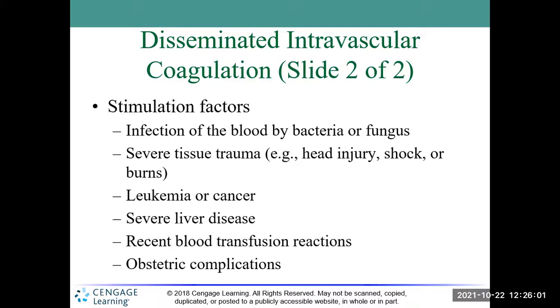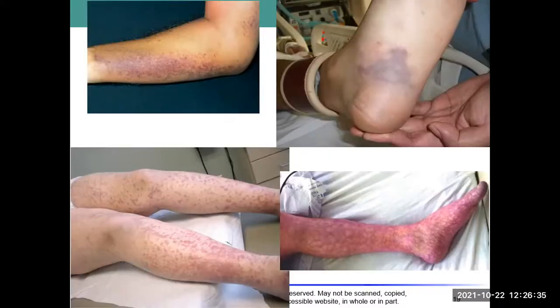What can stimulate this condition is typically an infection of the blood by bacteria or fungus. It can also occur with tissue trauma, like a head injury, a shock, burn, leukemia or cancer, severe liver disease, or if they've had a recent blood transfusion and had a reaction to that. And then a lot of times in OB, some of the complications can lead to DIC. So the primary one that you see most of the time is the infection.